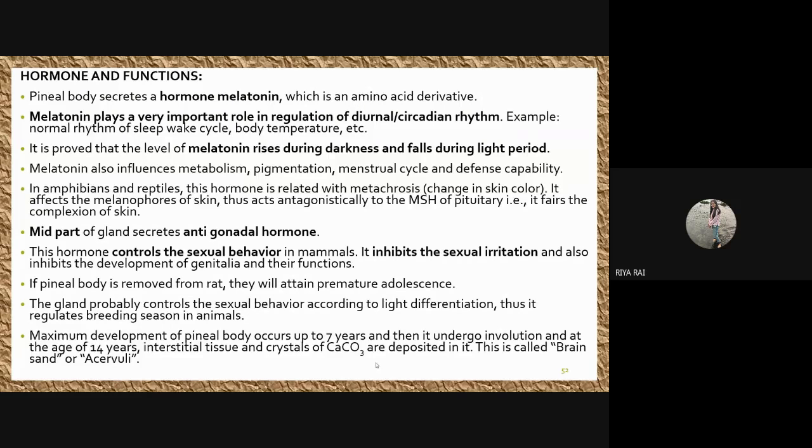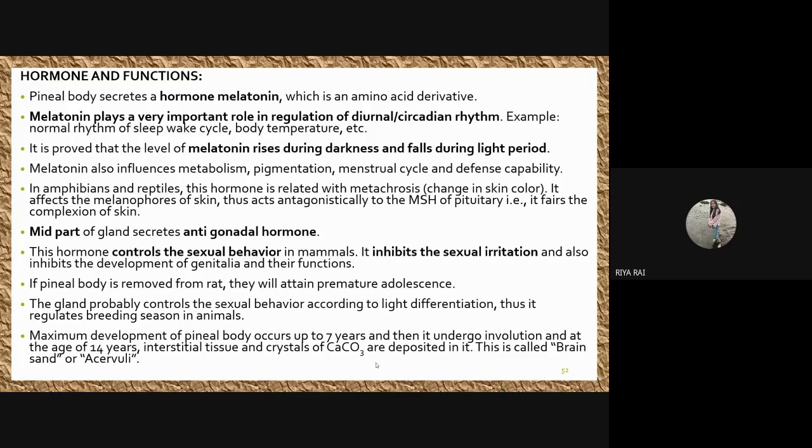In amphibians and reptiles, this hormone also causes the metachrosis, and metachrosis is the phenomenon in which the change in the skin color occurs, and it is due to the effect on the melanophore cells of skin, and thus it acts antagonistically to the MSH of pituitary, because MSH generally removes or lessens the amount of melatonin, thus it fairs the complexion, while melatonin increases or makes the complexion darker.